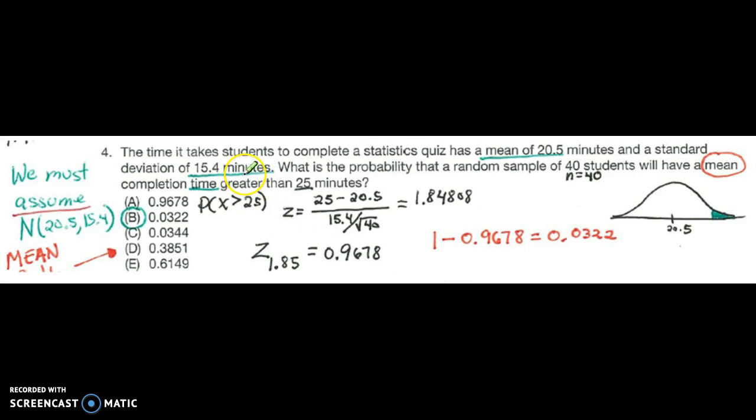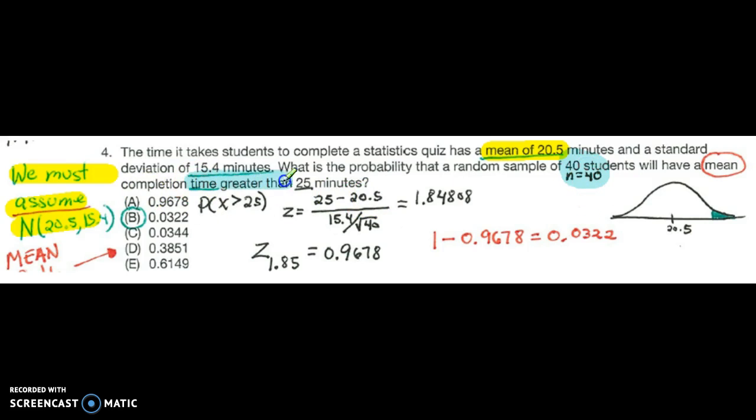On problem number 4, I notice right away it says kids take a quiz, they have a mean. So I am not doing NP, NQ to figure out if this is normal. If I look at all my choices, I just have to assume that it's normal because none of these are correct. They want to know a random sample of 40. If I have a mean, the central limit theorem says that would be normal because it's more than 30.